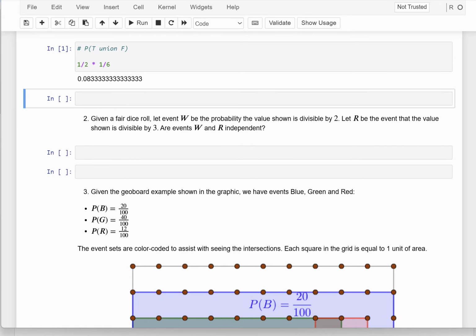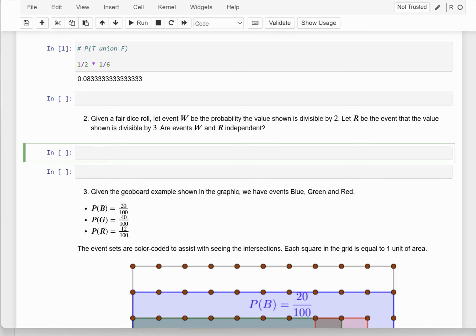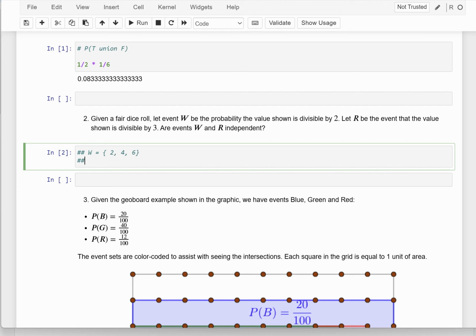The second example on the slide was given a fair dice roll. We have W as the event that the value is divisible by 2, and R be the event that the value shown is divisible by 3. Well, okay, this is just going to take some checking. So W is the set with a 2, a 4, and a 6 in it, right? And then, with some hashtags to comment this part out, R is the ones that are divisible by 3, which I hope you'll agree will be just 3 and 6. Okay.